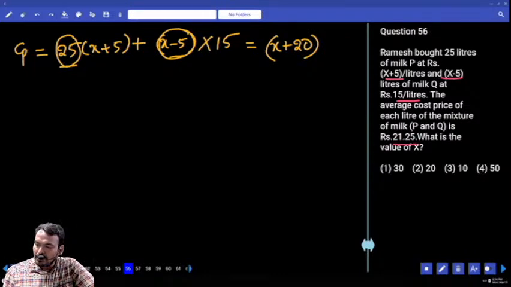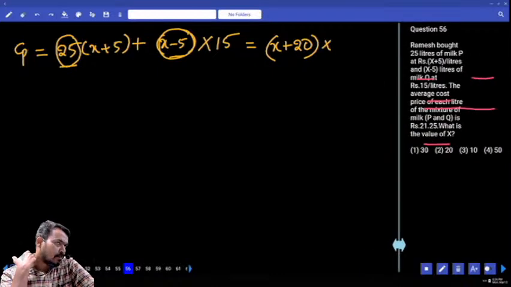21.25 or not? 21.25. But here, average cost or average selling price is given? Average cost. What is the total mixture? X plus 20 liters. And what is the per liter cost? 21.25. 21.25 double is how much? 42.5, or not? Again double, 85, or not? This one we written 85 by 4, or not?